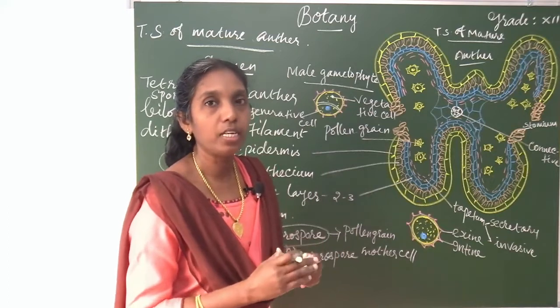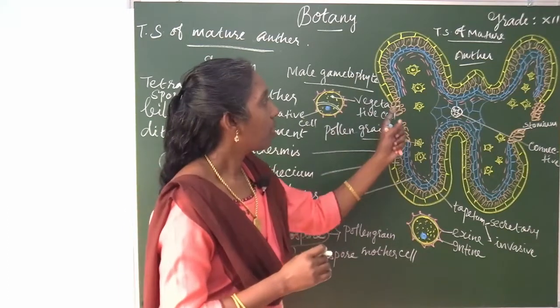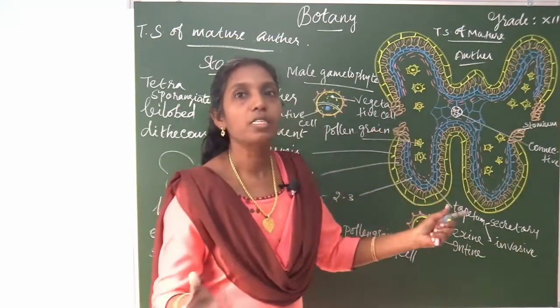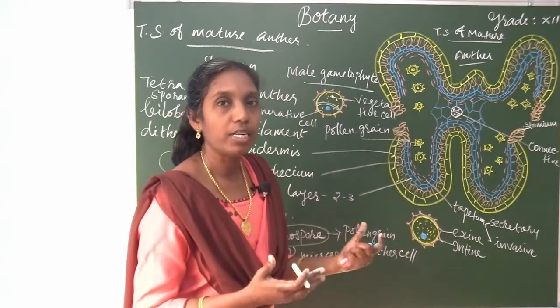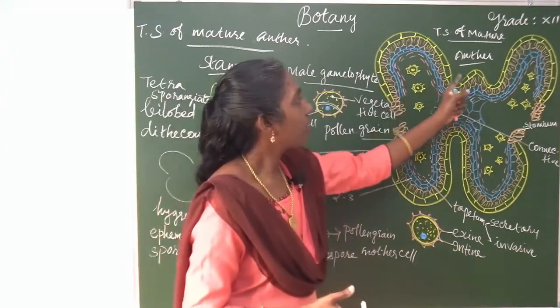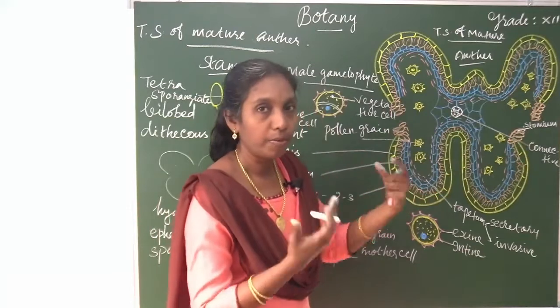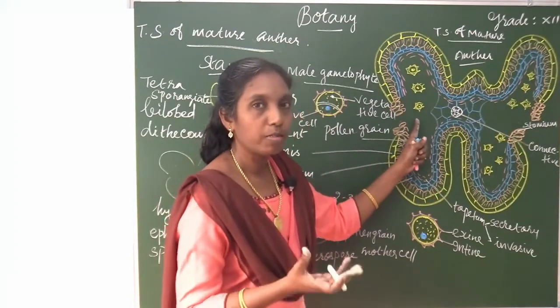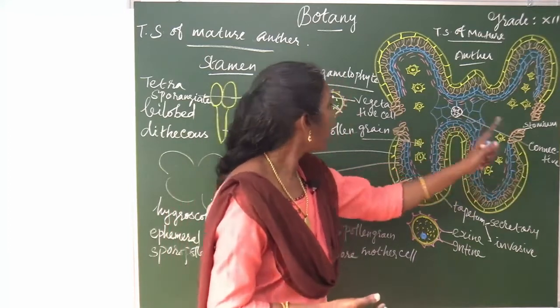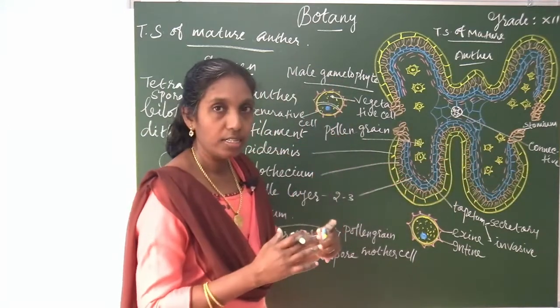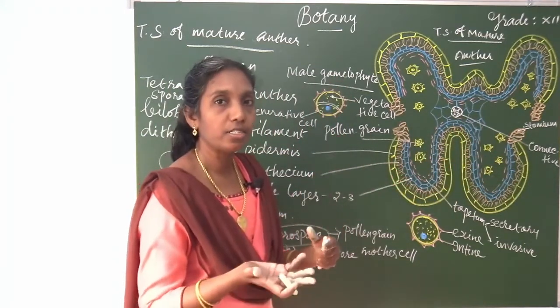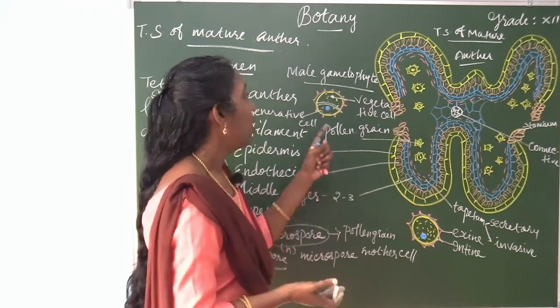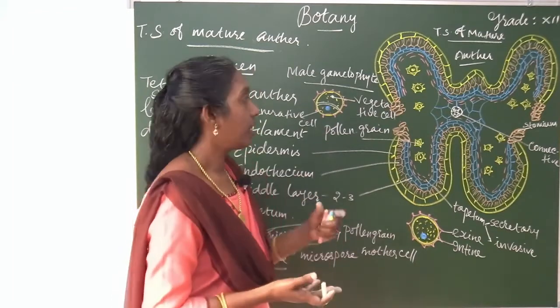The stomium helps this anther to disperse the pollen grain when it is mature. So this is the structure, the mature anther. At the time of maturity, it contains the pollen grains. The microspore becomes the pollen grain, which is liberated either in the two-celled stage or in the next stage, called the three-celled stage. What is this three-celled stage?